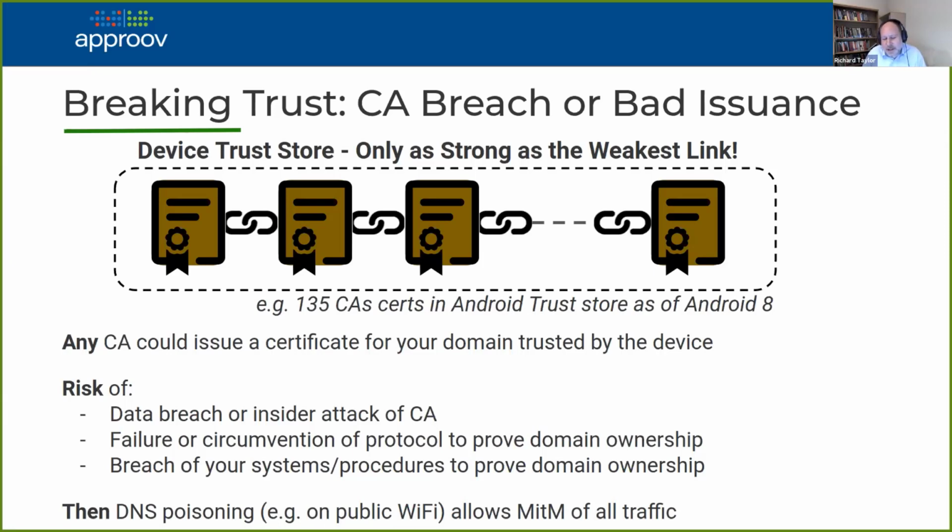So what could happen is there could be a data breach, or perhaps more likely, there could be a failure or some kind of circumvention of the process that's used to prove that you are actually the owner of a domain. And normally the way this happens is that you have to put some kind of record in your DNS record to prove that you own the domain, or perhaps some kind of tag on the website content to prove that you're actually controlling it. So it could be a breach or an insider attack on the certificate authority side, or it could be a breach of your own systems in terms of being able to control DNS.